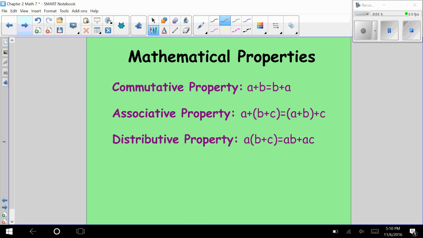The commutative property, a plus b equals b plus a. This basically says it doesn't matter what order you do addition in. The associative property is a plus b plus c equals a plus b plus c. This one basically says that I can group within addition any way I want to and it doesn't change the problem. The distributive property is a little more complicated, and it says that I take a number out front of a sum or difference, and basically I can multiply that number to the first thing and to the second, add those together, and it doesn't change the problem. The next lesson covers the distributive property in more detail.